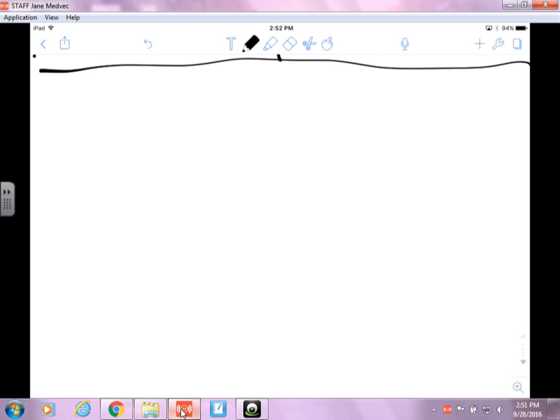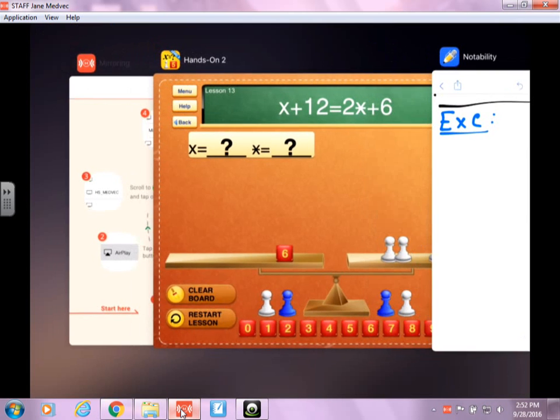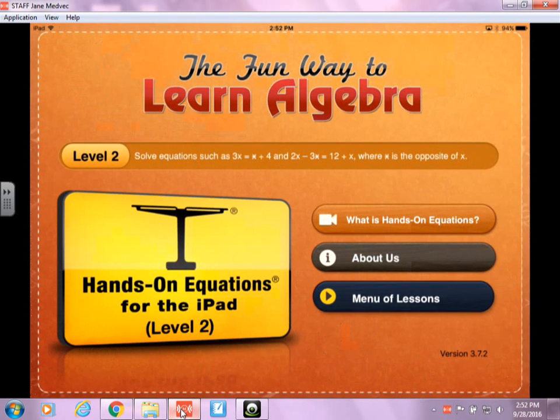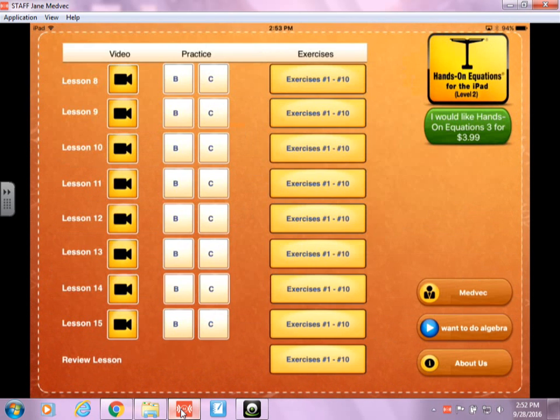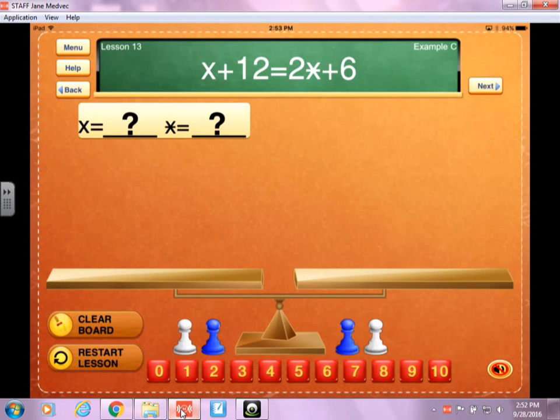Let's move on then to C. So example C. Okay, I'm going to go back to my app. And I've got x plus 12 equals 2 star plus 6. Okay, so I'm going to set it up. X and 12. I've got 2 star and 6. What's the first thing I need to check for? Combine like terms. Do I need to do that here?